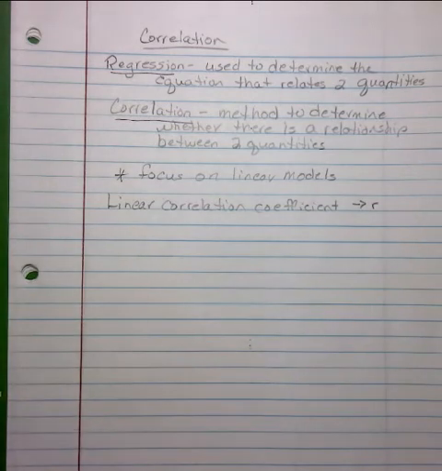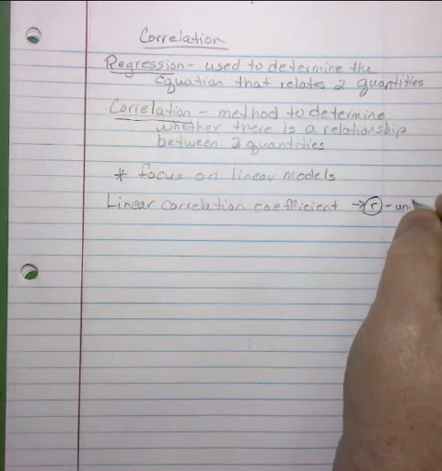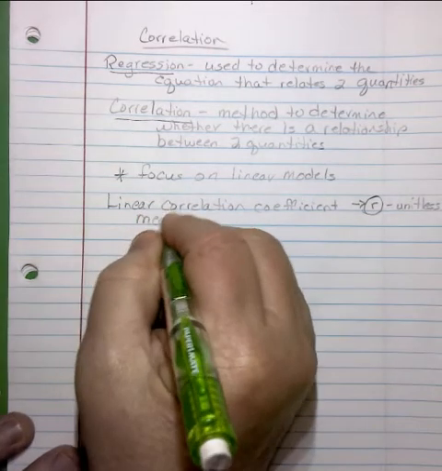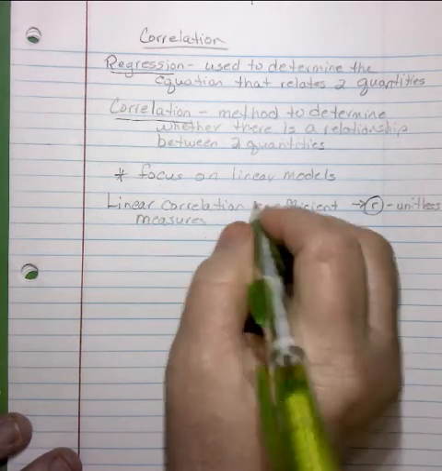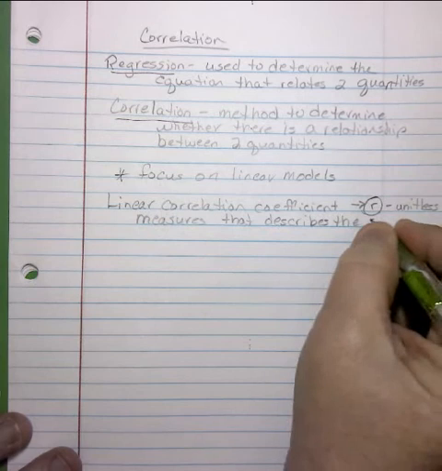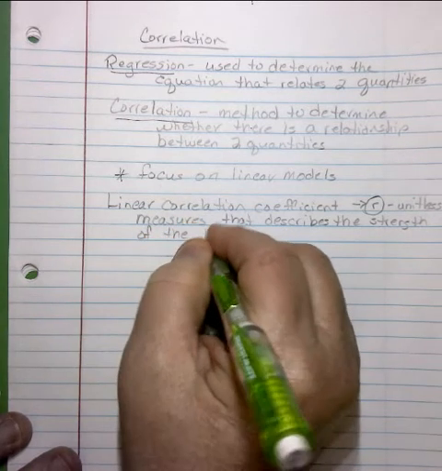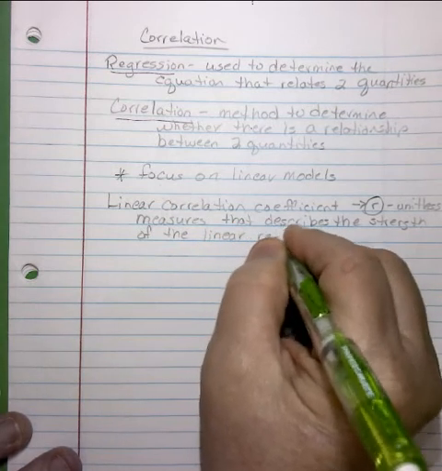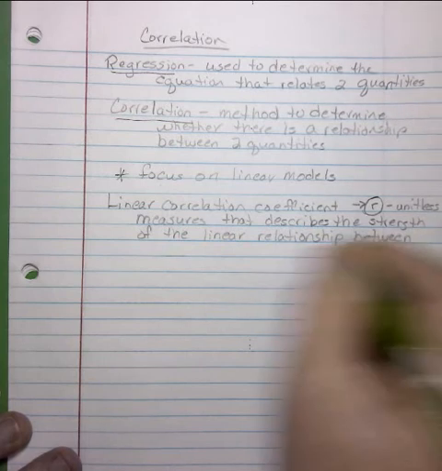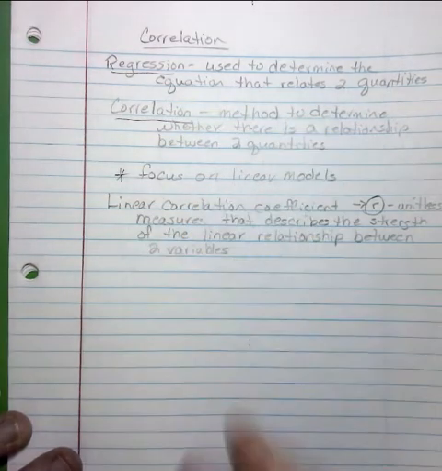So we're looking at a linear correlation coefficient. That value is called R. It is unitless. It doesn't have a unit. It is a measure that describes the strength of the linear relationship between two variables.